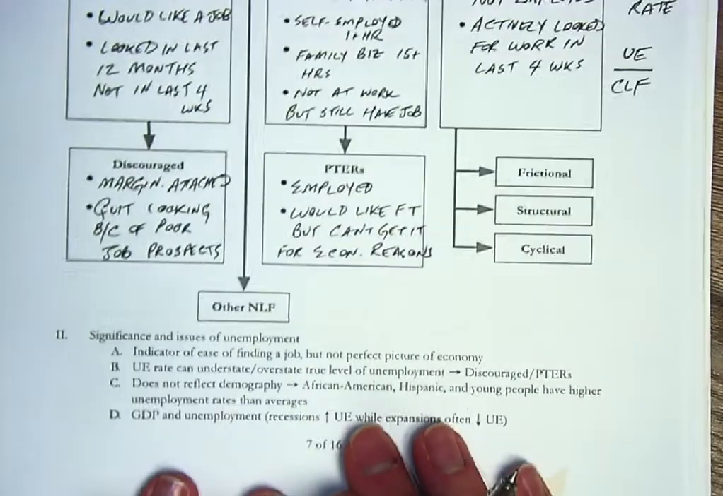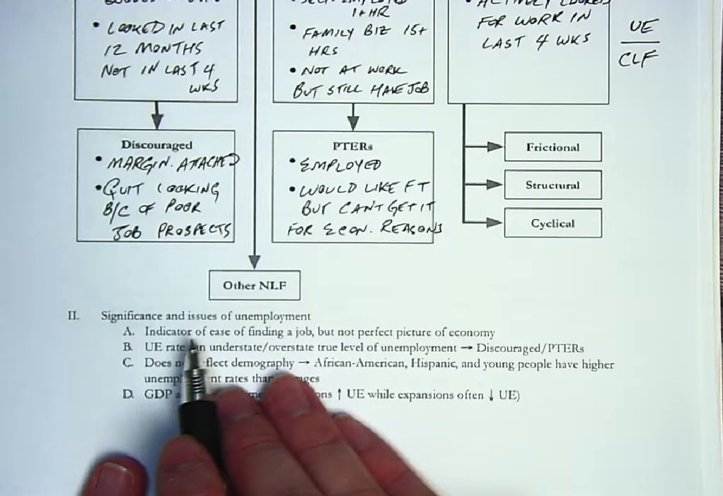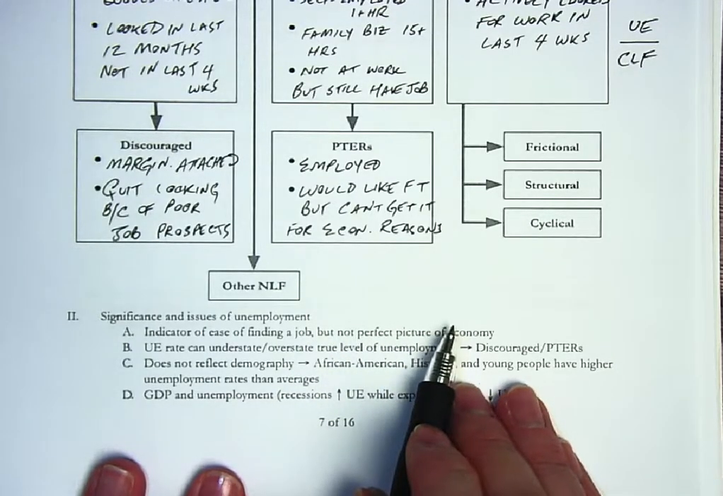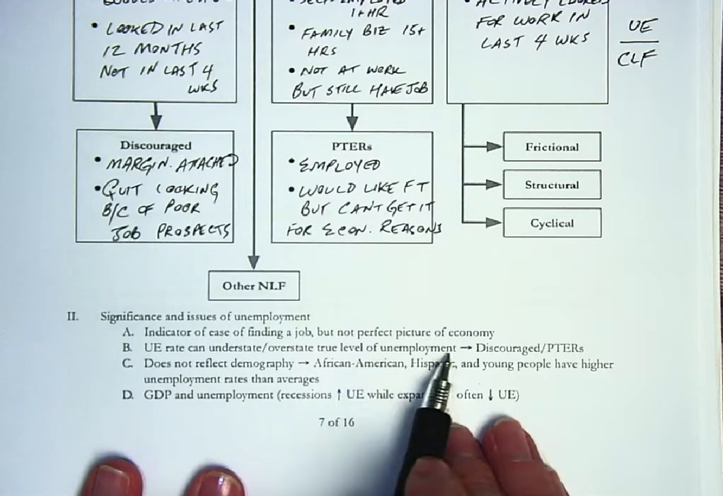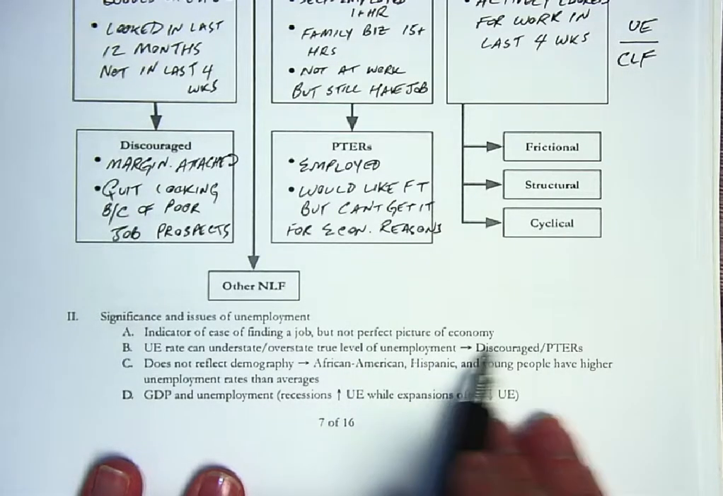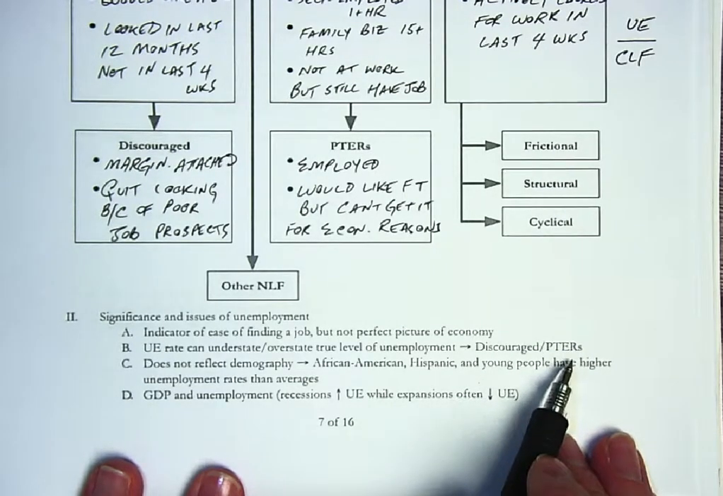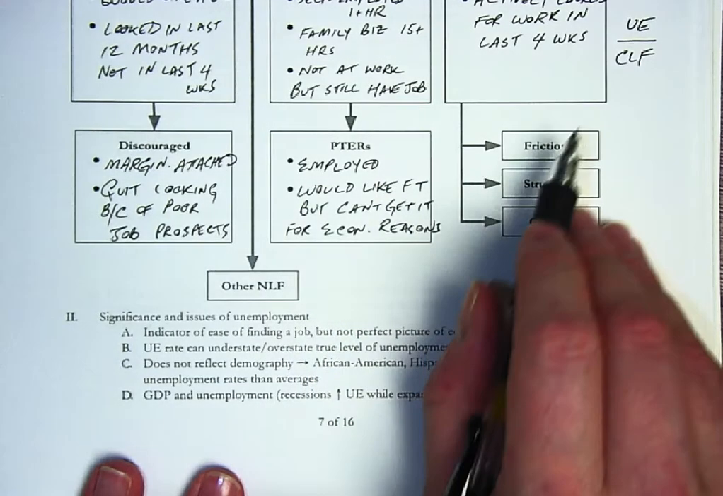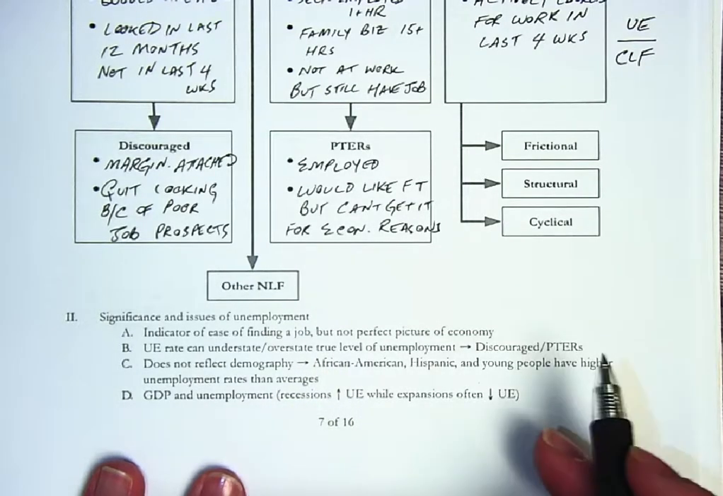So here's some things to think about. Right? First is, it's an indicator. It's the indicator of how easy it is to find a job, but it's not a great picture of the whole economy, just like GDP. UE can understate or overstate the true level of unemployment. It doesn't include, and it does include certain people, for example. So if you have lots and lots of people who are part-time for economic reasons, that means that those people are counted as employed, right? Peters are counted as employed, so they don't count against us. So maybe the UE is not high enough, right?